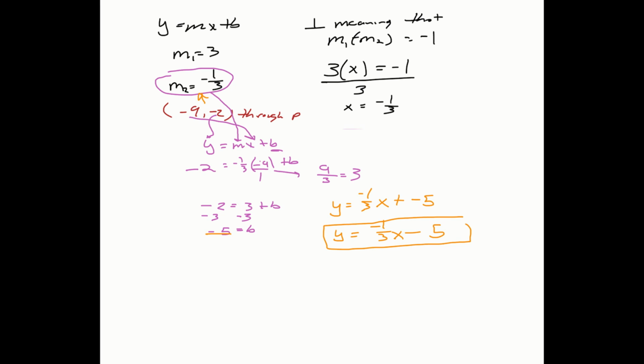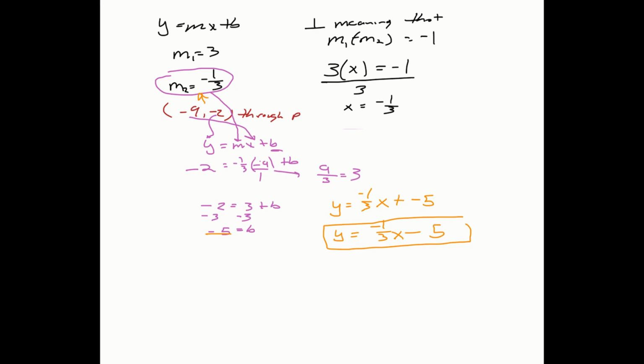So, very easy. Again, develop the good habits now. 9/1, straight across. -1 times -9 is going to give me 9. And then 3 times 1 is going to give me 3, which is going to simplify to 3. So right now I have -2 is equal to 3 plus b. Subtract 3 from both sides, and I get -5 is equal to b.